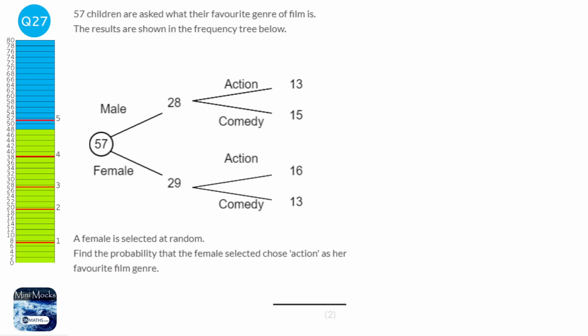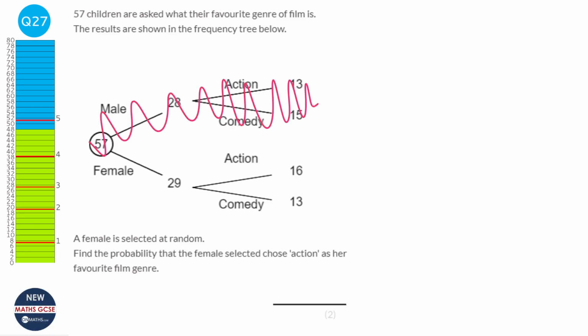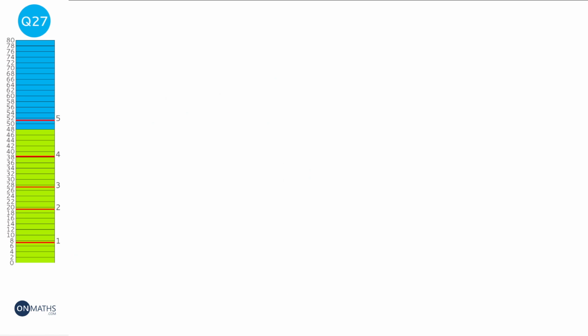The important thing to realise in this question is that we know a female has been selected, so we can just basically get rid of all of this part of the frequency tree because it's not relevant, because we know a female's been selected. So there's 29 females altogether, and we're looking for the probability that the female chosen at random picked action. So it's just simply 16 over 29.